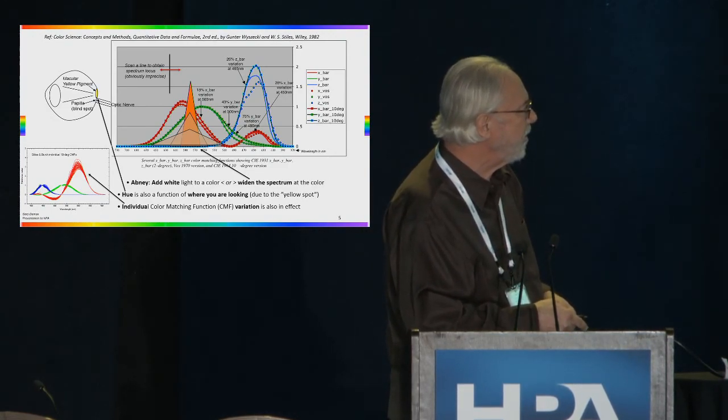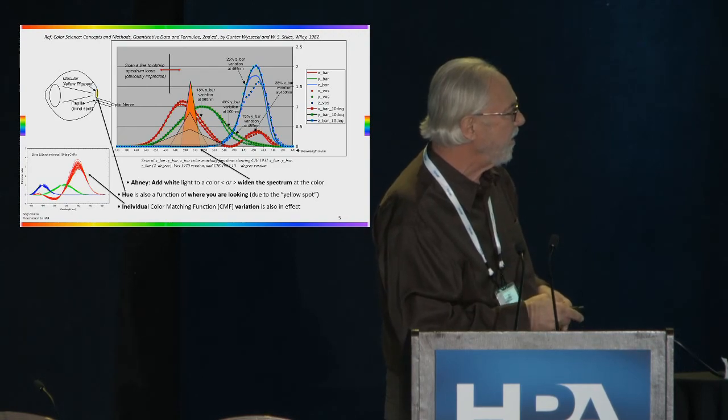And then there's individual variation in the color matching function. These are averages. So this is the 1959 Stiles and Birch data set for 49 observers. So quite interesting stuff.